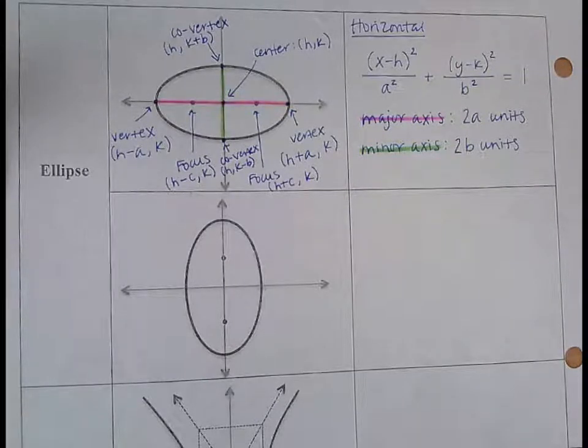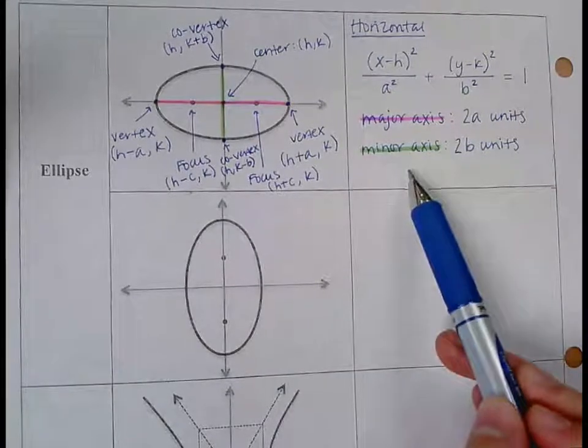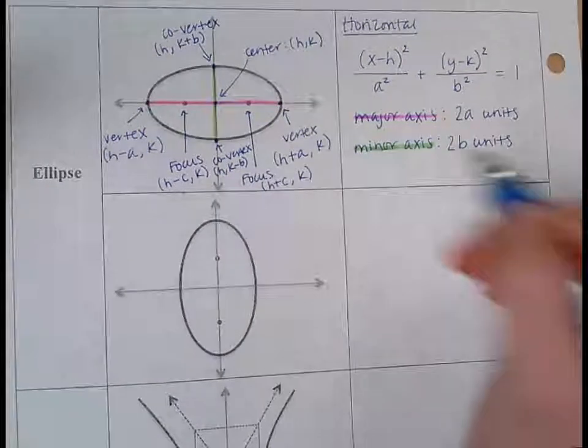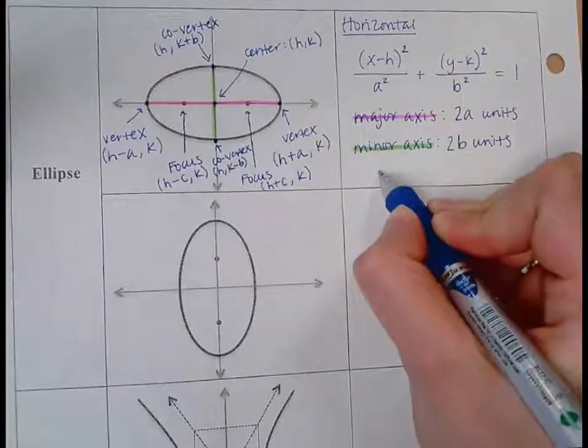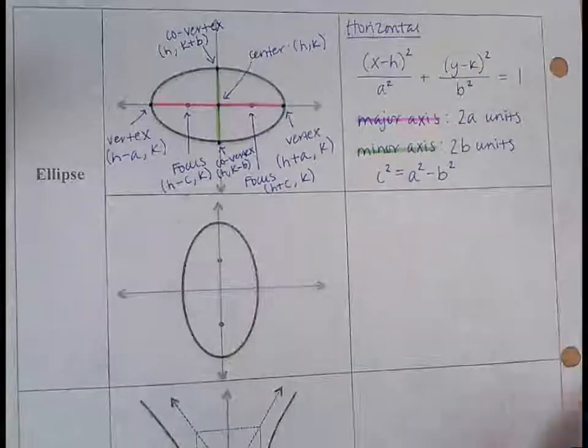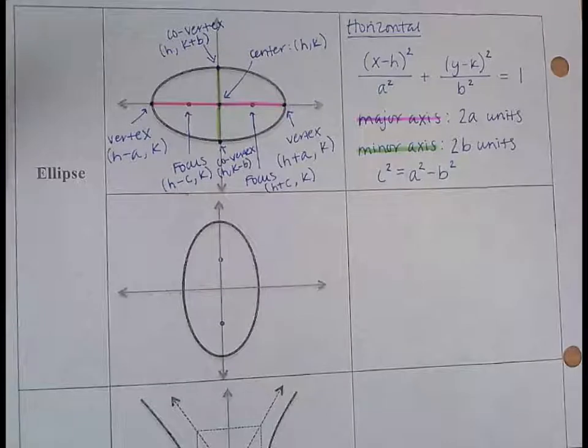And that's all we need to label. The only other thing I want you to add in, and this formula actually applies to both, whether it's horizontal or vertical, is the relationship between A, B, and C. So C squared is equal to A squared minus B squared. So it's not the Pythagorean theorem. It's not A squared plus B squared equals C squared. C squared is A squared minus B squared. So for example, if you know A and you know C, you need to know B for your equation. You could use this formula to find B.